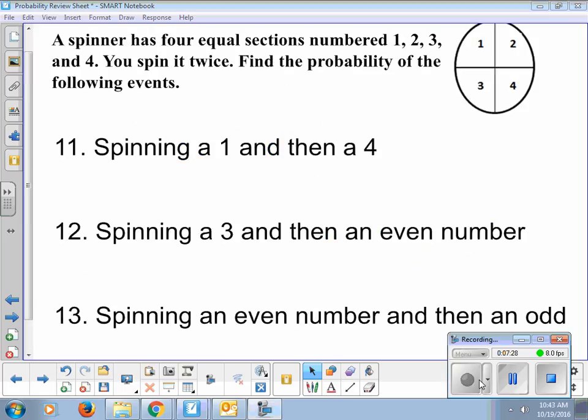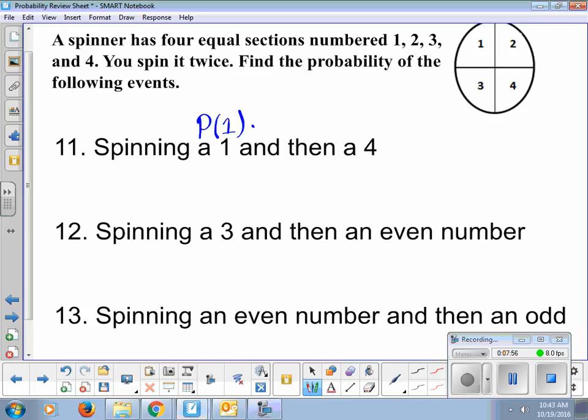Okay, for the next 3 questions, a spinner has 4 equal sections numbered 1, 2, 3, and 4. You spin it twice. Find the probability of the following events. Is spinning the spinner twice independent or dependent? Independent. Whatever we get on the first one does not affect what we land on the second time we spin it. So we want to find the probability of each event and multiply.